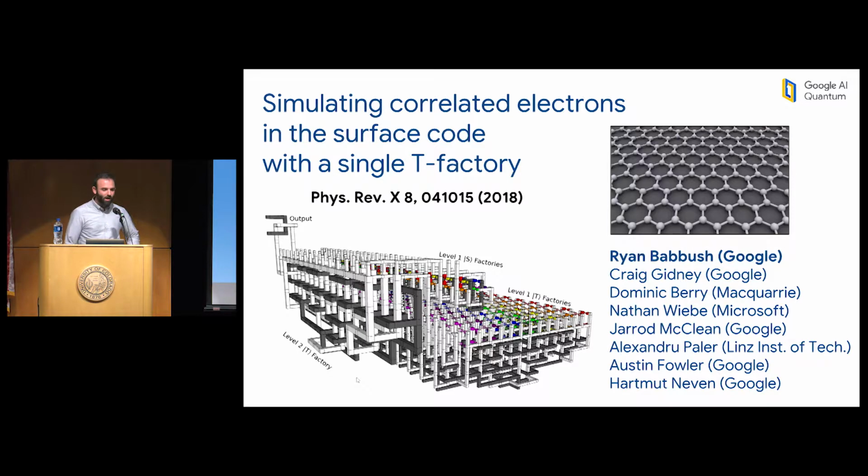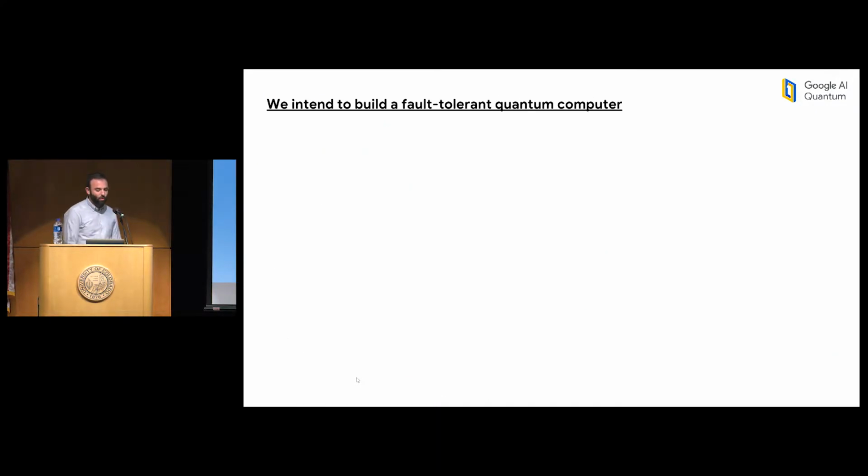So today I'm going to be talking about what are almost certainly the most practical algorithms that we currently have for simulating quantum chemistry on a small fault-tolerant device. And this is work done in collaboration with Craig Gidney, Dominic Berry, Nathan Wiebe, Jared McLean, Alexandru Paler, Austin Fowler, and Hartmut Neven. All right, so at Google, we are interested in building a fault-tolerant quantum computer.